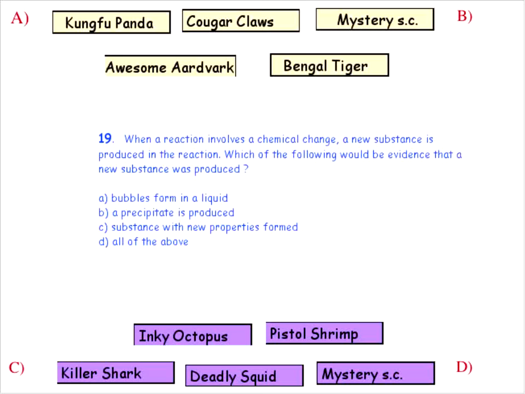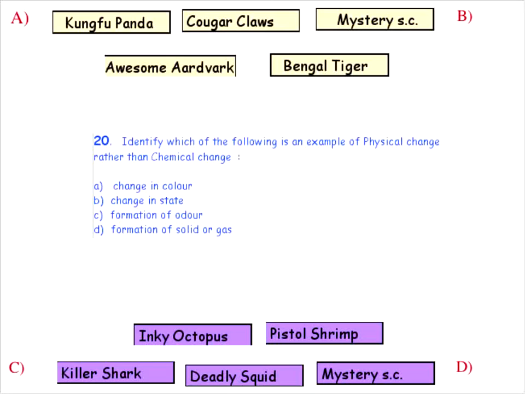Okay. So when a reaction involves a chemical change, a new substance is produced. Which of the following would be evidence of a new substance being produced? Well, let's have a look. Bubbles form. Yes, that's going to be a gas, so a new substance is produced. A precipitate is produced. What kind of substance? Well, that's a solid, right? Substances with new properties are formed. Yes, that sounds like a new substance. So any one of those is an example of a new substance being formed.